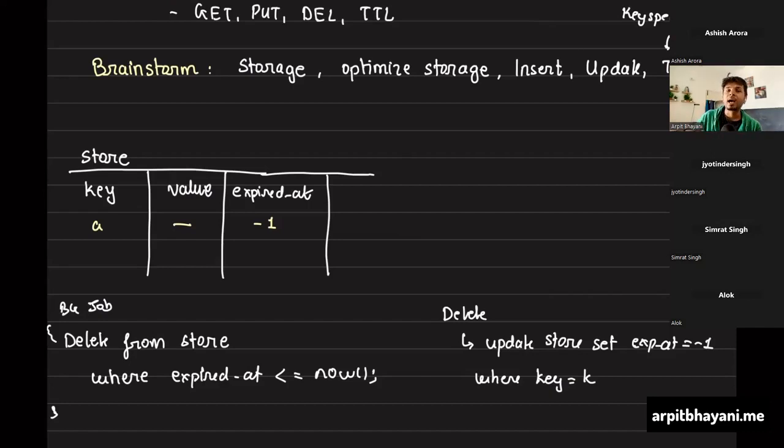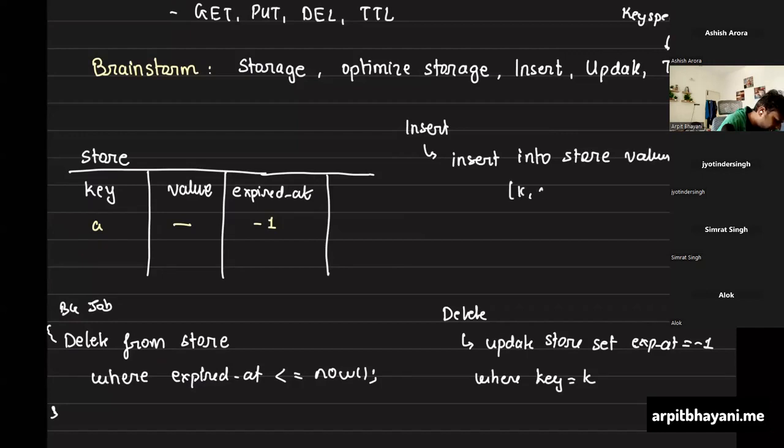How would insert work, Ashish? As we have the index on the key, we can simply insert where the key is this, and we can put the value over there. So what would your insert query look like? It will be insert into, with the value, and then where the key is equal to whatever key we are putting over there. So key, value, and expired_at. You would pass all three to do it. Is this a robust enough solution?